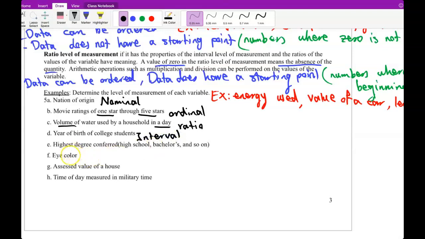Part E, highest degree. We have all these. So this is ordinal. Part F, we have exactly the same example. Eye color is nominal. Value of health. Again, we had this one on top, it is ratio. And last one, time of day measured in military time. This is interval.